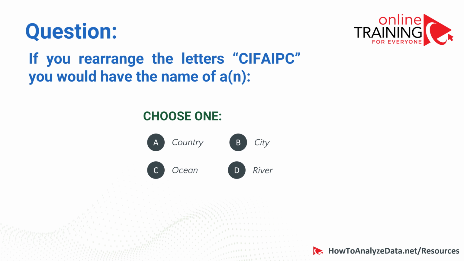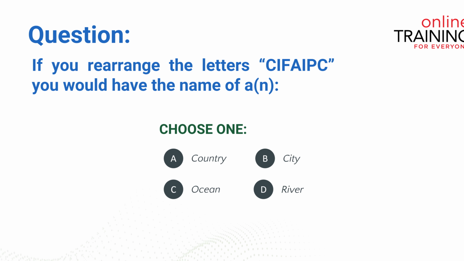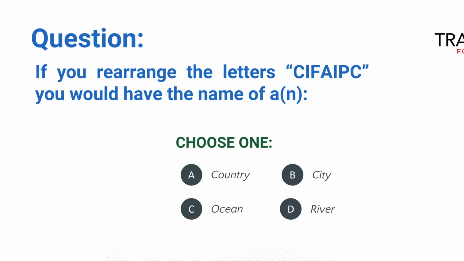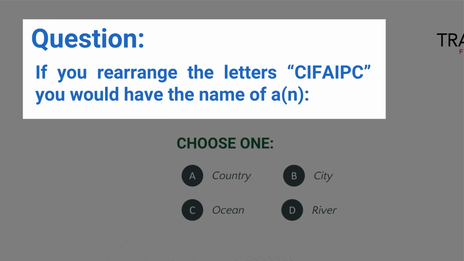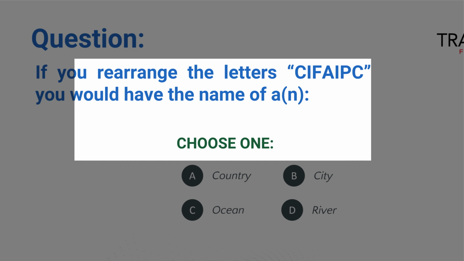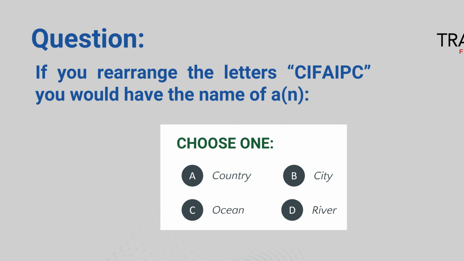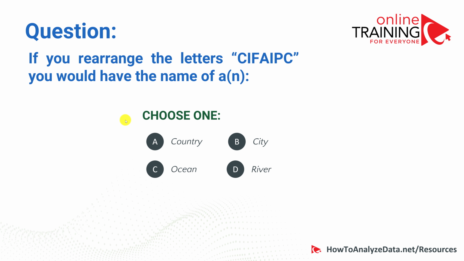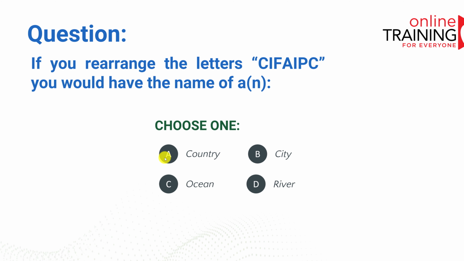Now let's look at the question, which is frequently used as part of verbal reasoning, aptitude test, and psychometric tests. If you rearrange the letters CIF, AIP, C, you would have the name of, and there are 4 choices: country, city, ocean, and river.